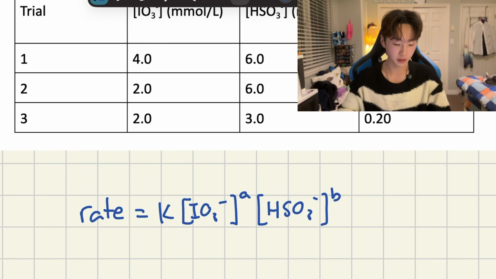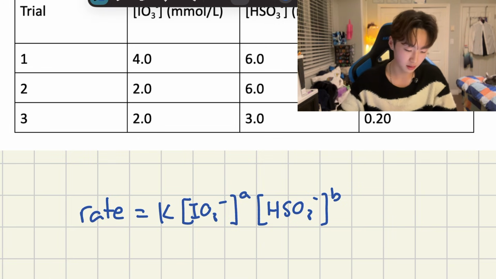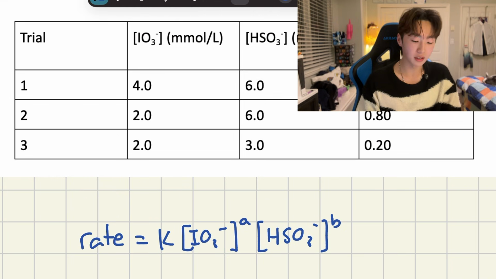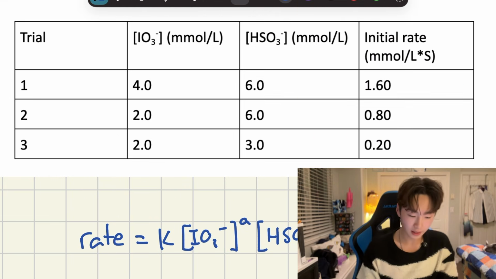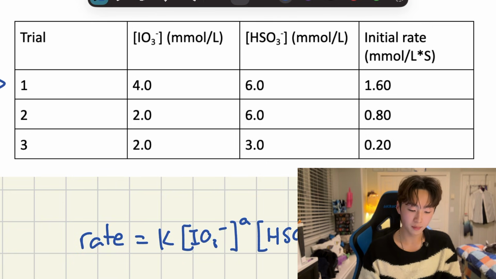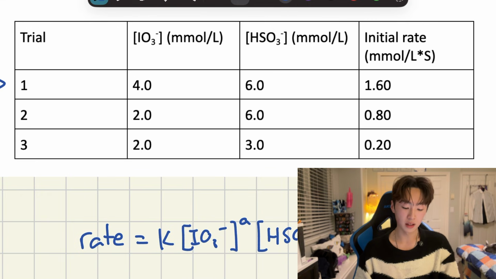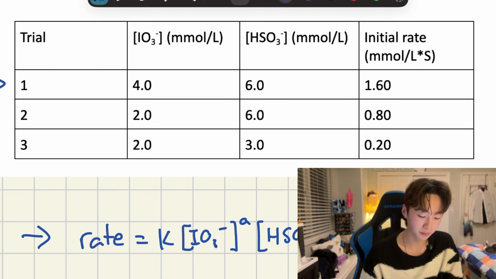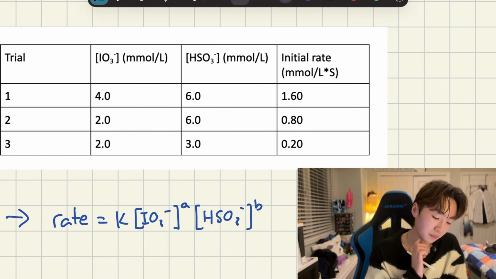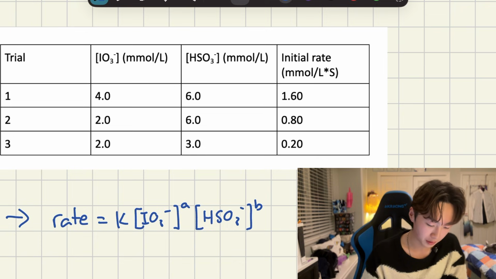So what we're trying to do is solve for K, A, and B so that we can predict any future reactions, like the rate of these future reactions. So how do we do that using this table of values? If we look at any one of these rows here, we would see that it gives us the rate and the two concentrations. So that's basically what we need to fill in this rate law here, except we're missing the K and A and B. So how do we use this information to solve for our variables?